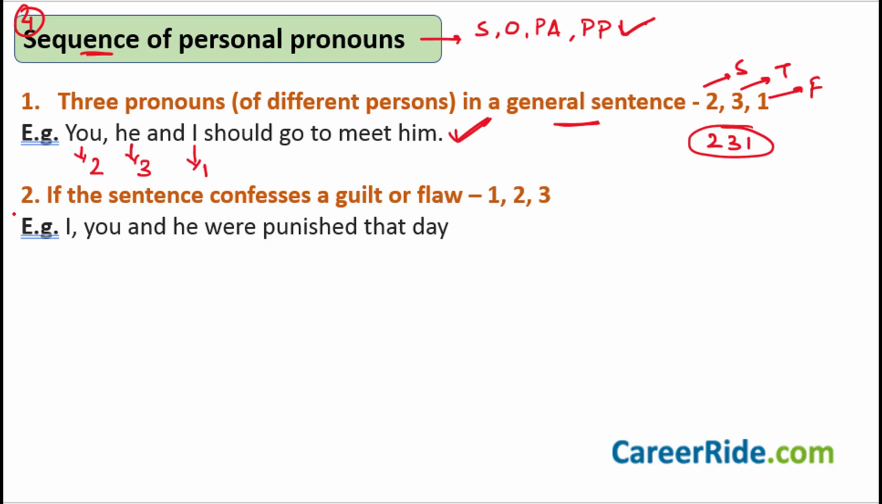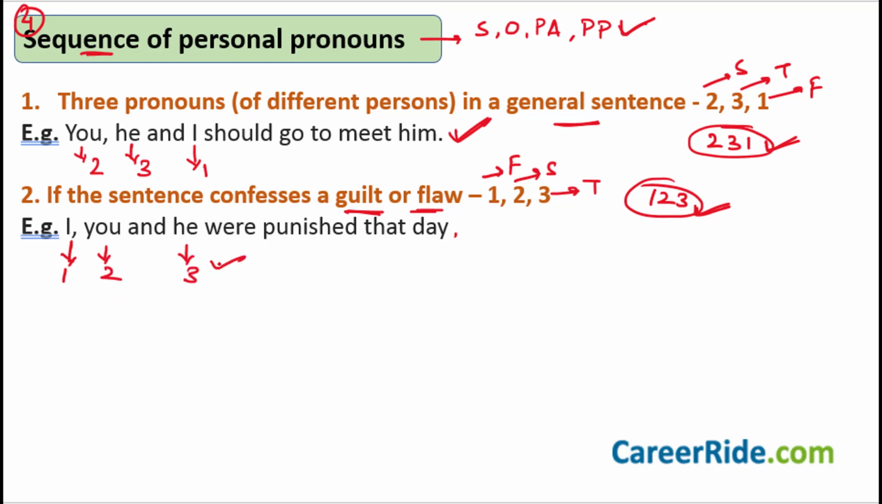Okay, and the second rule here says if the sentence confesses a guilt or a flaw, if there is a confession in the sentence, then the sequence should be 1, 2, 3. That is first person, second person and third person, right? Just remember these two, 231 and 123. Okay, see this example sentence. I, you and he were punished that day. So there is a confession that there was a punishment given to us that day. So what is the sequence? First person I, you and he, third person. So this is the sequence that you should use.